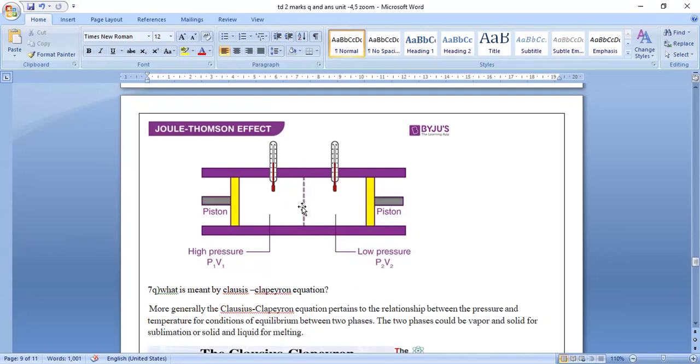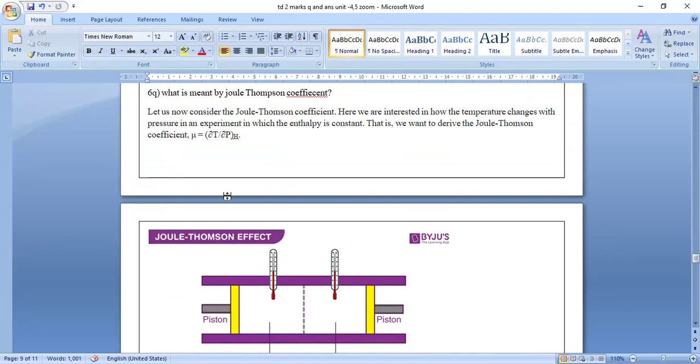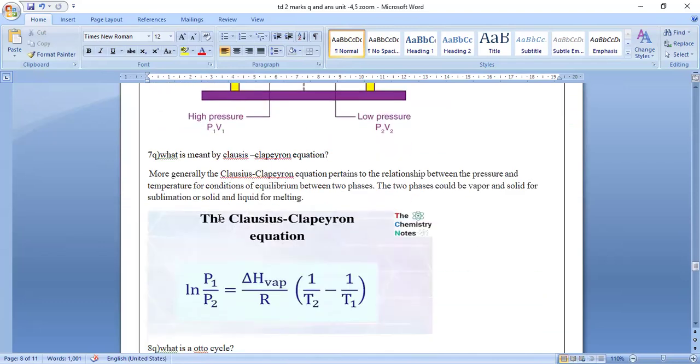So from here, what is happening? So it is kept in a low pressure area and a high pressure area. So the formula is given by the coefficient dou T by dou P.